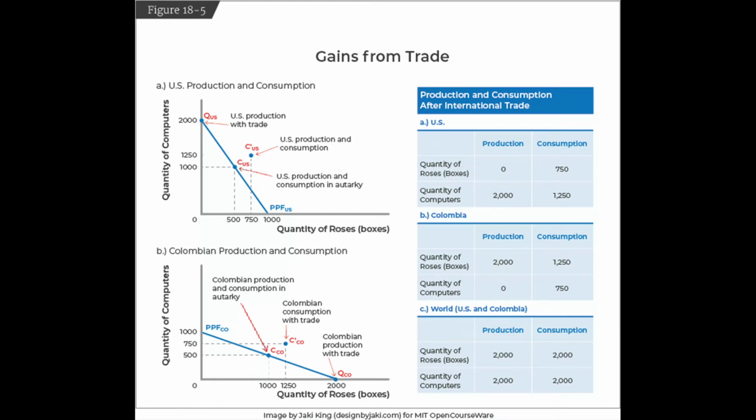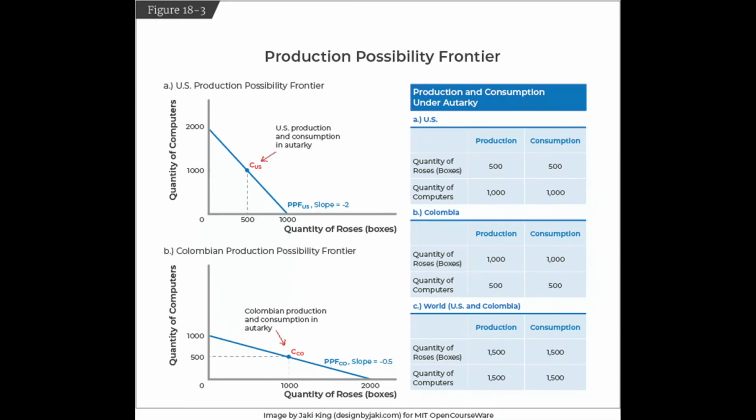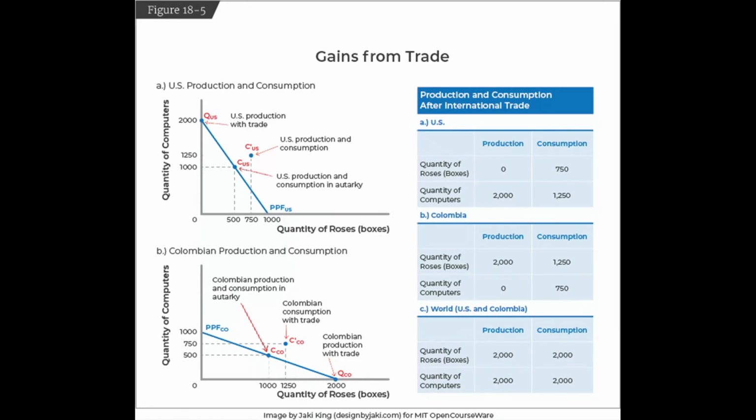What happens now is we shift out to these new levels, C prime US and C prime Colombia. At the new levels, the US produces 2,000 computers. All they do is computers. Colombia produces 2,000 roses. The world as a whole ends up with more. Flip back 2 pages and look at the table on the right. The world as a whole ended up with 1,500 roses and 1,500 computers. Now the world as a whole ends up with 2,000 roses and 2,000 computers.